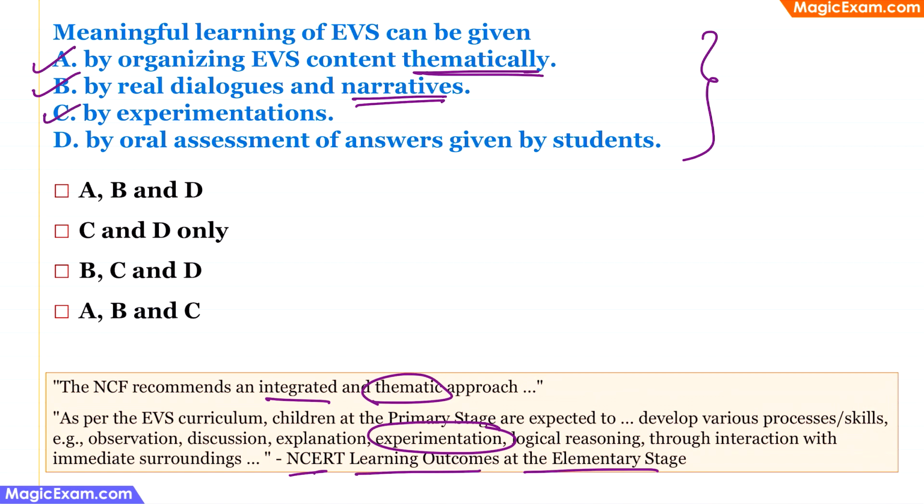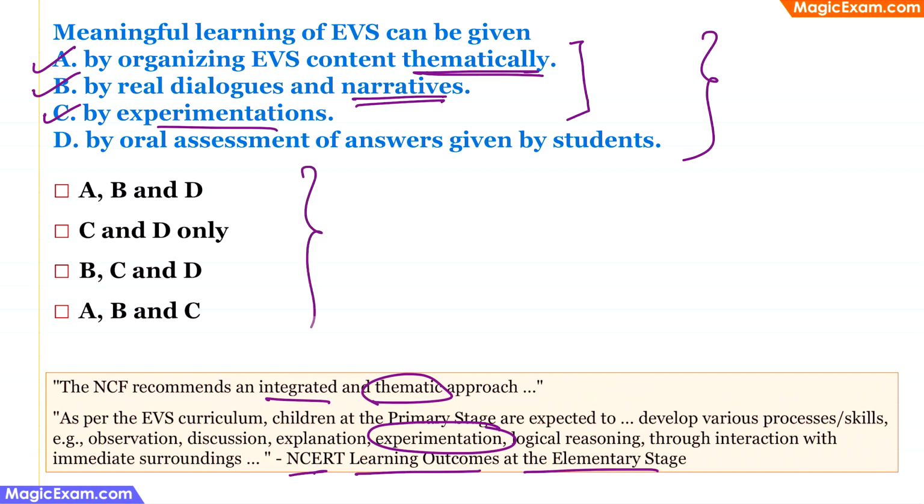Next is by experimentations. Now, experimentation is something which is given a lot of importance in EVS, because EVS says more than theory, children should learn by doing things, by experimentation, by observation. Therefore, experimentation and practical hands-on experience is given more importance and prominence in EVS. Therefore, A, B and C are all correct statements.